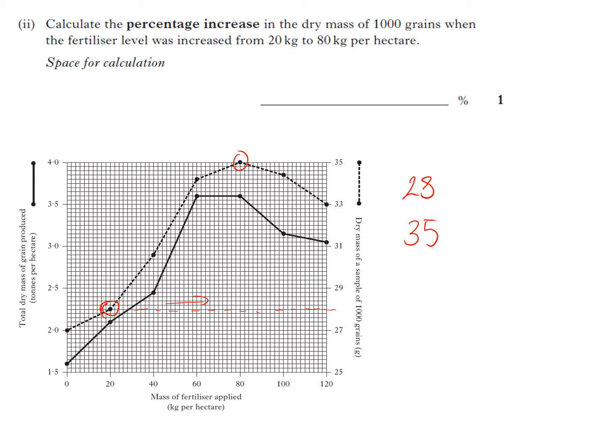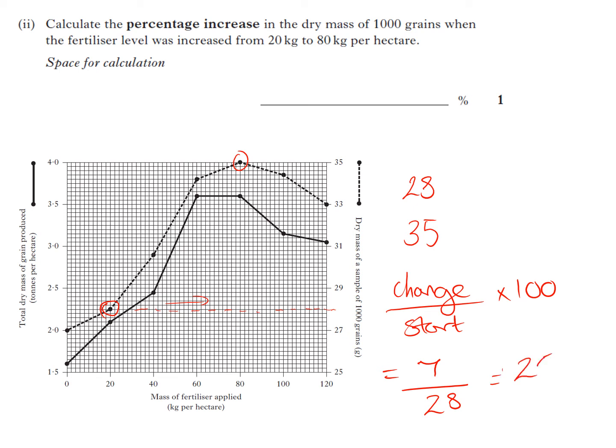For percentage increase, for any percentage change, doesn't matter if it's increase or decrease, it is the change divided by the start multiplied by 100. So our change here, we've gone from 28 to 35, so our change is 7, and our start was 28. So 7 divided by 28, actually can't believe I plugged that in, because that is 25%.